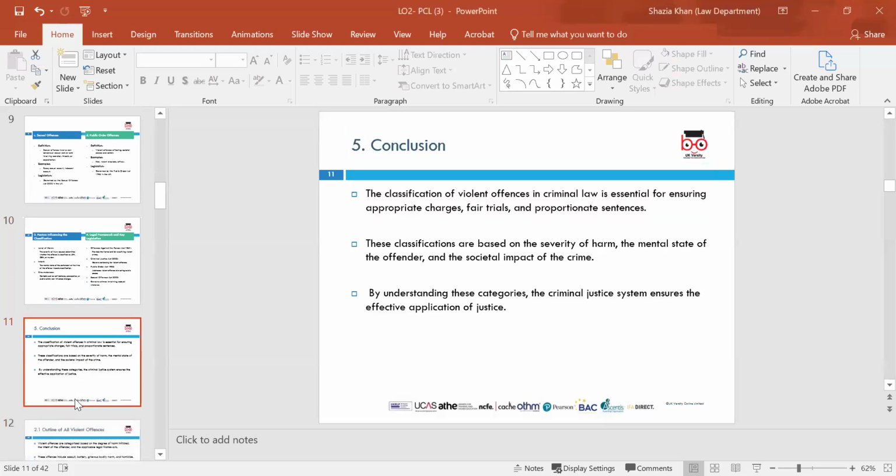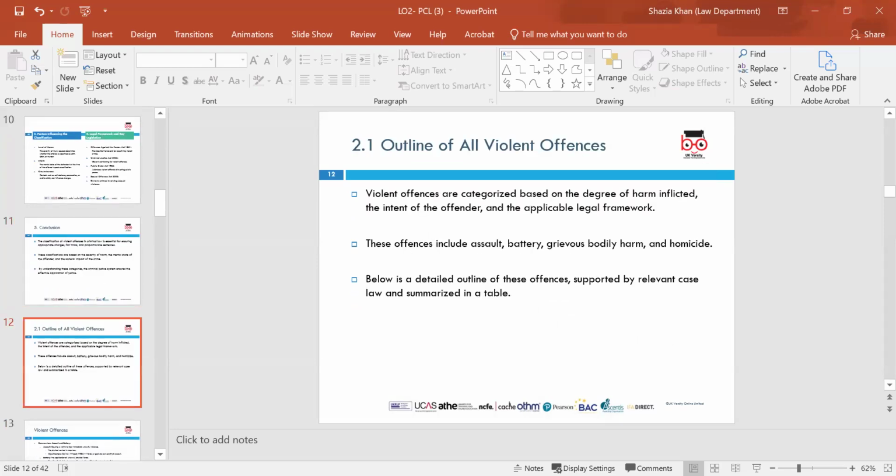In conclusion, the classification of violent offences in criminal law is essential for ensuring appropriate charges, fair trials, and proportionate sentences. These classifications are based on the severity of harm, the mental state of the offender, and the societal impact of the crime. By understanding these categories, the criminal justice system ensures the effective application of justice.